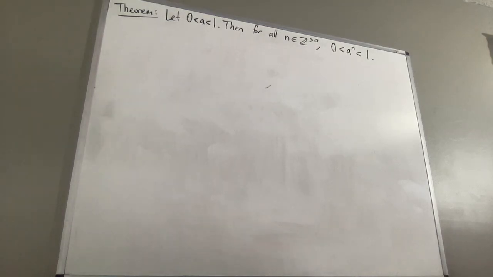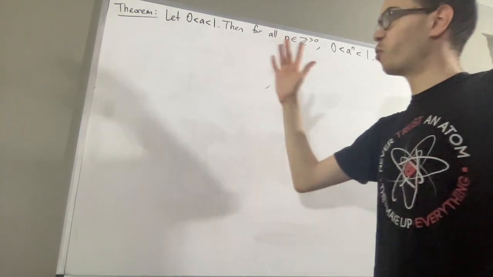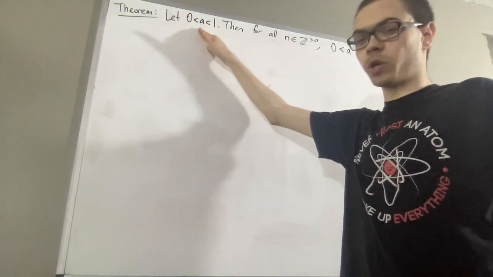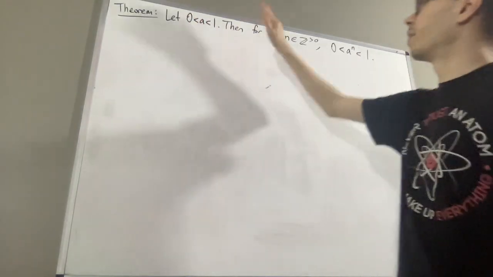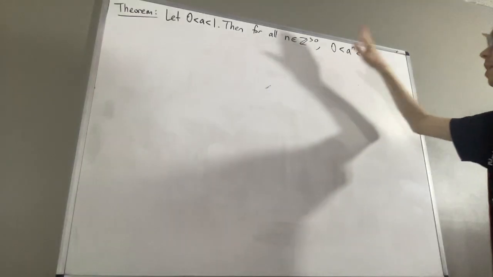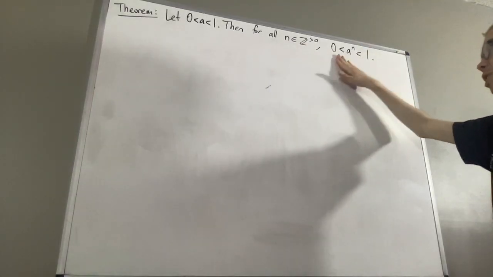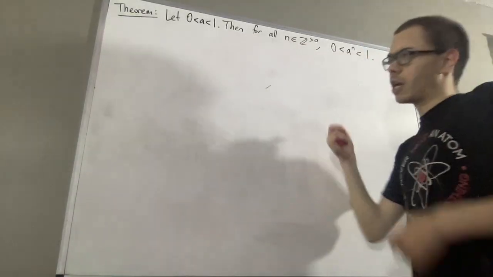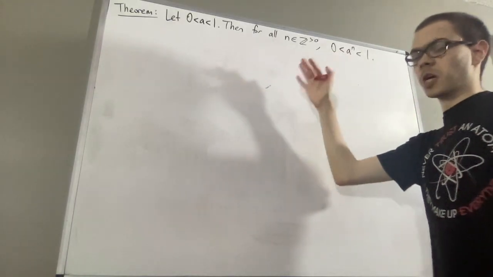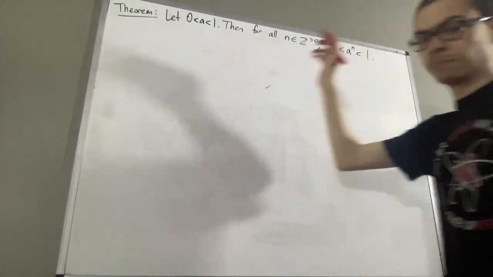Hello! In this video, we are going to prove the following theorem. Let a be a real number between 0 and 1. Then for all positive integers n, a to the power of n lies between 0 and 1. Now let's remind ourselves of our definition of non-negative integer exponents.